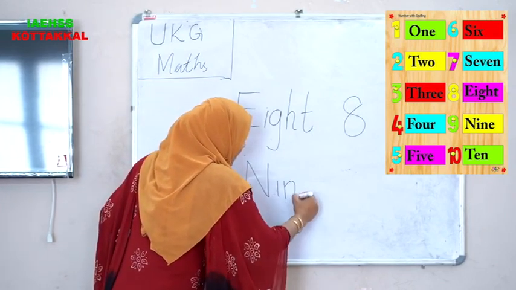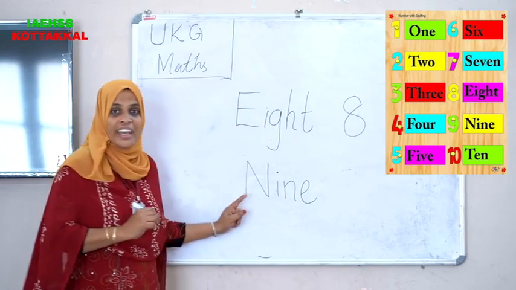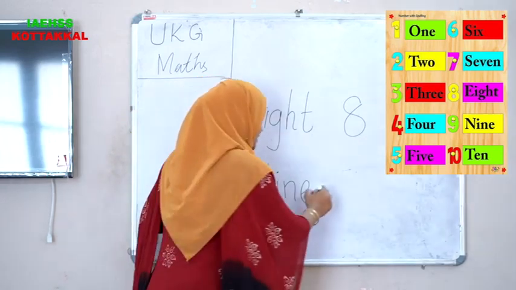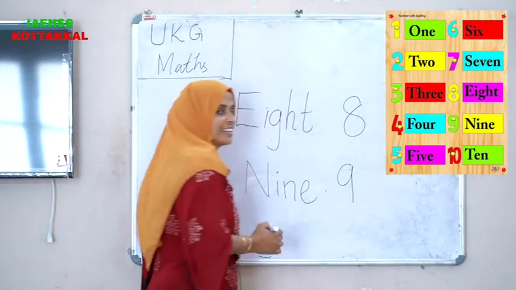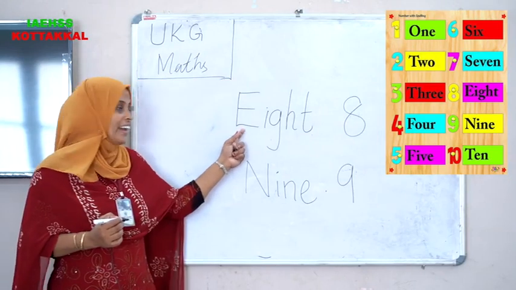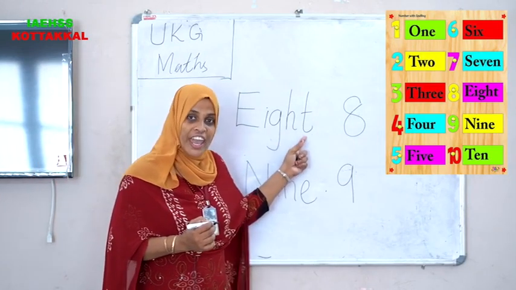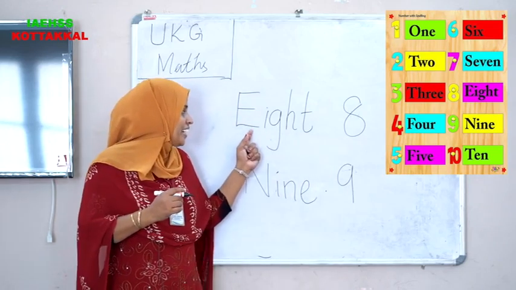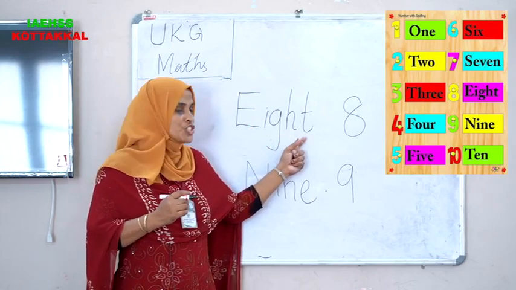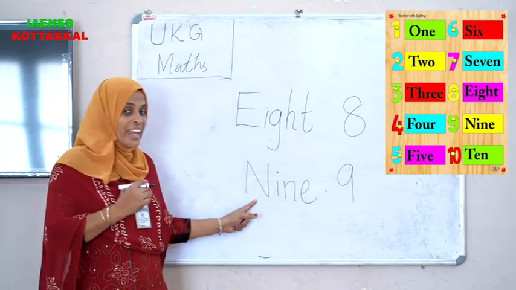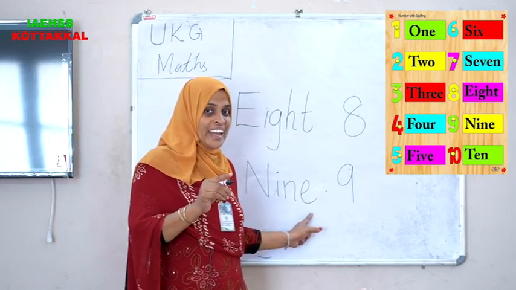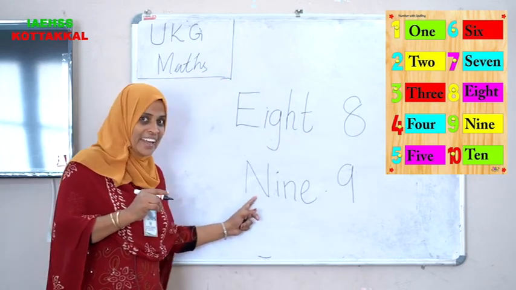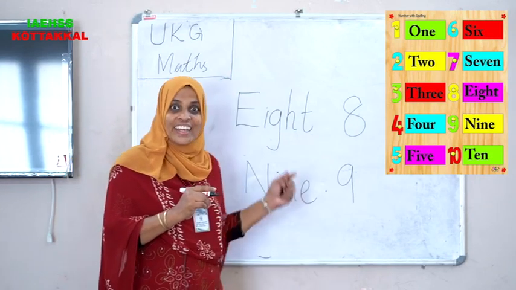Next number? Nine. N-I-N-E, 9. Listen. N-I-N-E. Pronounce? Nine. Number? Nine. Once more. E-I-G-H-T. Eight. Next. N-I-N-E. Nine. All of you say loudly. N-I-N-E. Nine.